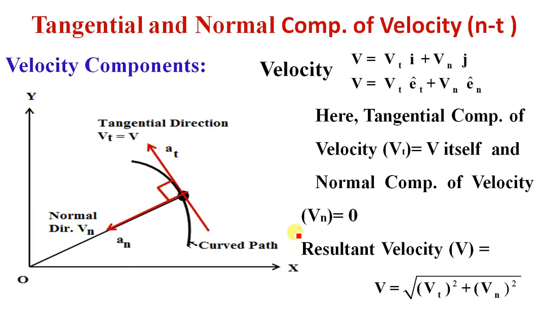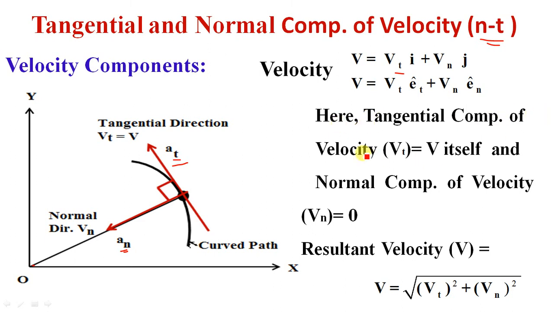Got it? Tangential and normal components of velocity, that is the NT system. Now here I have drawn only one curve, and its normal component of velocity is Vn, which is towards the curve center, and Vt is always tangential to the path. Vt and At are along the same direction, An and Vn are along the same direction. Here velocity V is equal to Vt i plus Vn j, where i and j are the unit vectors along the t and n directions.